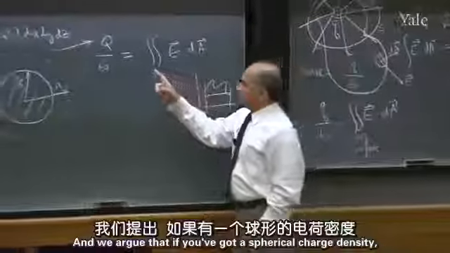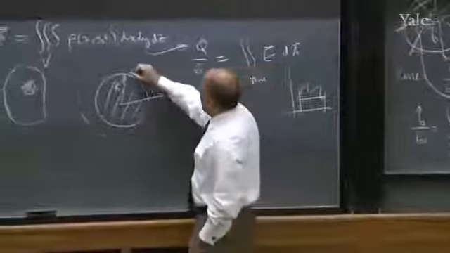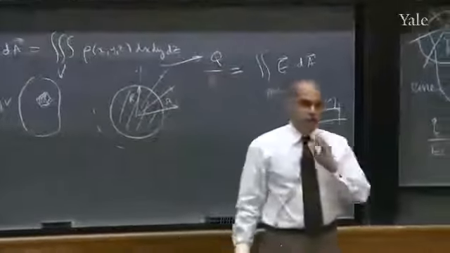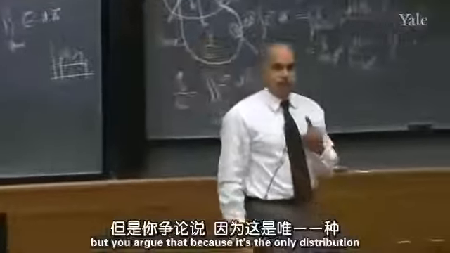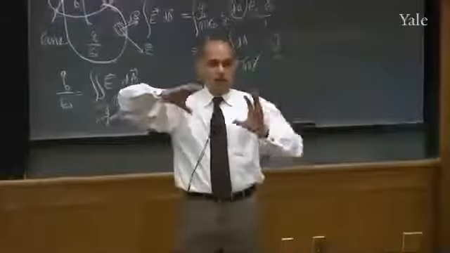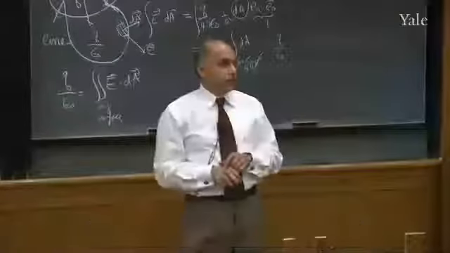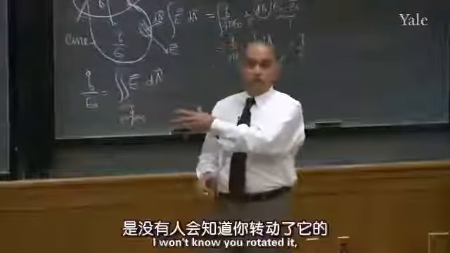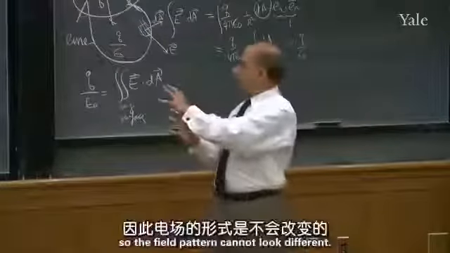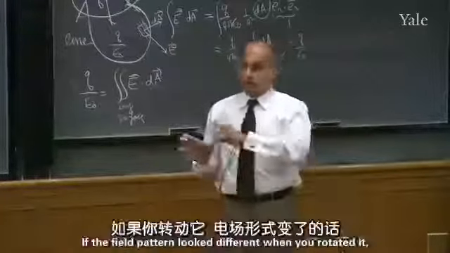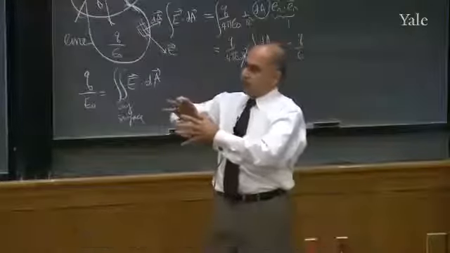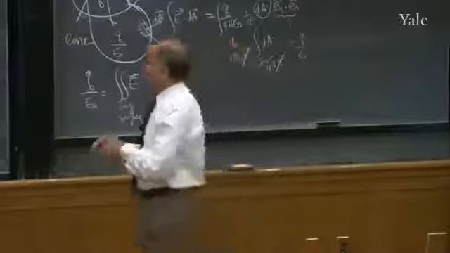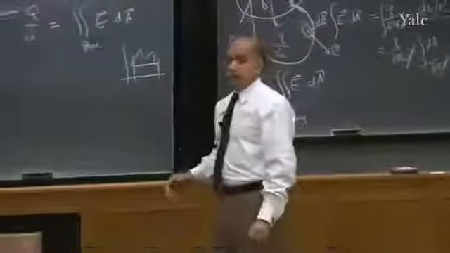And we argue that if you got a spherical charge density, the electric field must be radial everywhere. You've not proven this, but you argue that because it's the only distribution with lines coming out everywhere, invariant under every possible rotation of the sphere. Because if you rotate the sphere, I won't know you rotated it. So the field pattern cannot look different. If the field pattern looked different when you rotated it, then you have a problem because the cause looks the same, but the effect looks different. That's not allowed. The only allowed thing is a radially outgoing electric field.